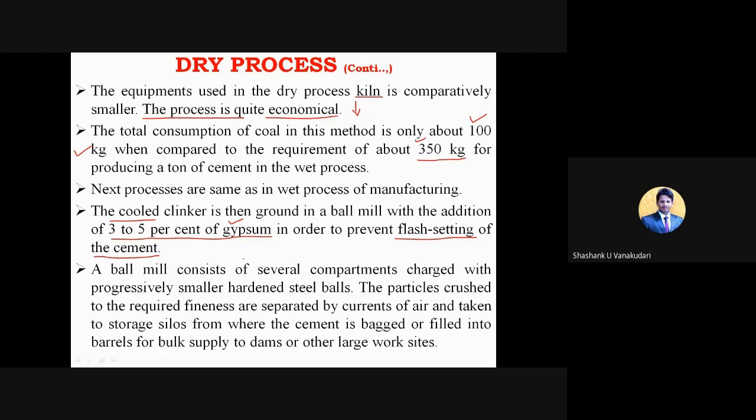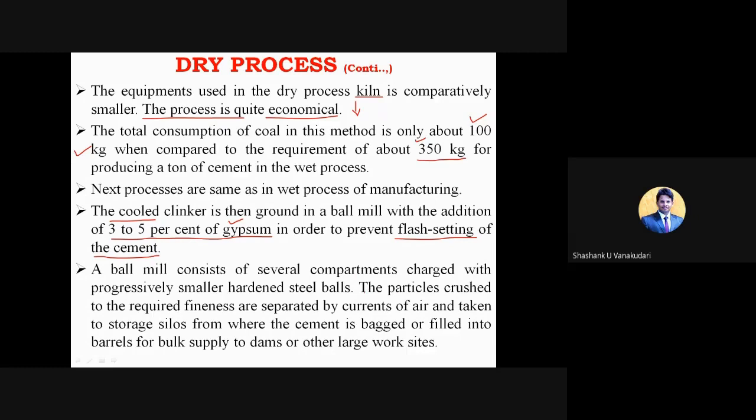Okay, so after adding gypsum to the clinkers, that is the cooled clinker, they fill it into the ball mill and mix the cooled clinker with the gypsum. This ball mill consists of several compartments which are stocked with progressively smaller hardened steel balls. Once we add both gypsum and clinker, the steel balls hit the particles against each other and mix them thoroughly within the ball mill sections.